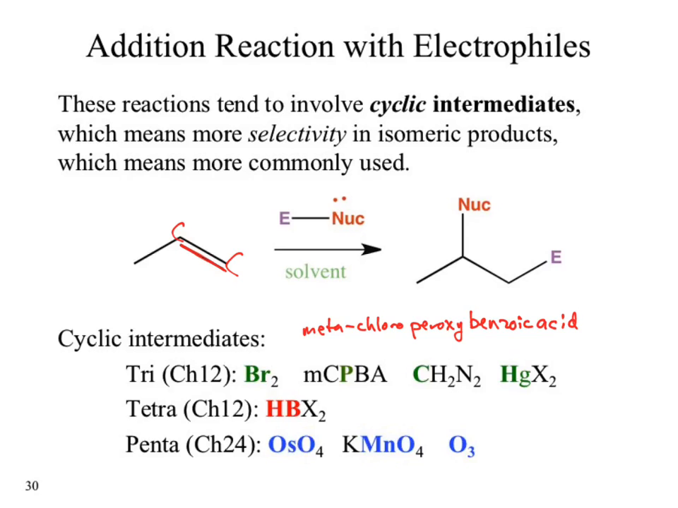Which do you want to see there? MCPBA or metachloroperoxybenzoic acid? I'll take the long version so you know what it is. So the next part is P. What is the P referencing? So what's the atom? Oxygen. It's referencing a peroxy compound.